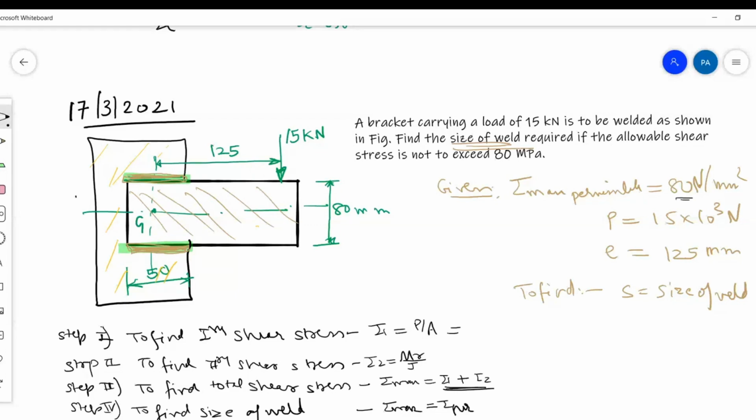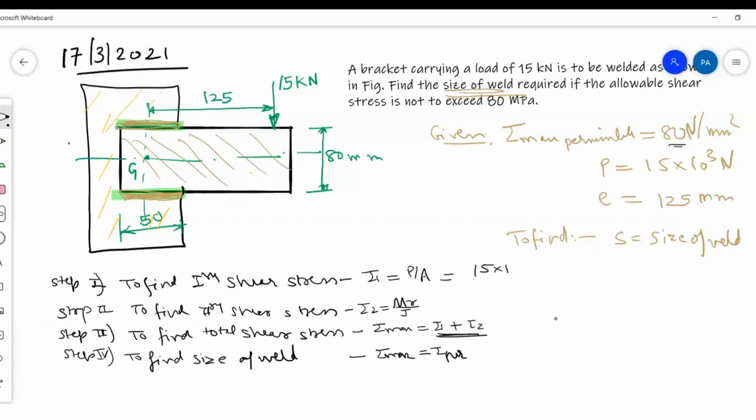Then how do you find tau 1? P by A. P is 15 kilonewton, so this is 15 into 10 raised to 3. What is A? A is the area. Area is thickness into length, so T into L. And how many welds are there? 2 welds. 1.414 into S into... just a minute. In the denominator, 2 into T can be written as 0.707 S into L.